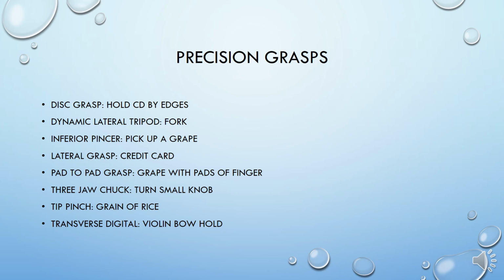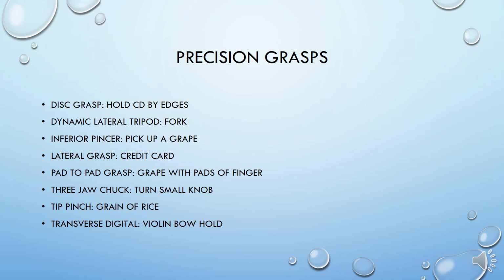Lateral grasp, sometimes it's called a lateral pinch. That is when, like if you're holding a credit card, it's between your extended thumb and your curled index finger, right? That's a credit card grasp. Pad to pad grasp, again, that's the grape, but that's going to be a little further out. Again, the inferior pincer and the pad to pad are really quite similar. The inferior pincer is a little proximal and the pad to pad is a little more distal, but don't get too worried about that.